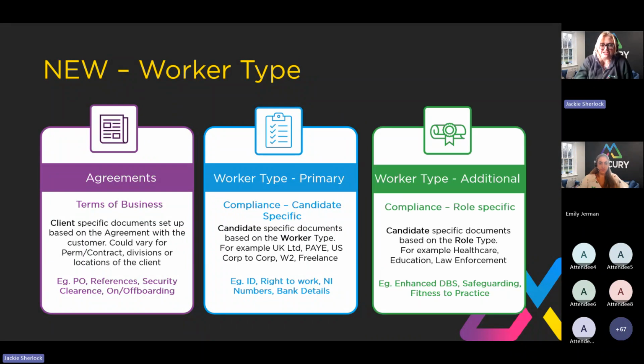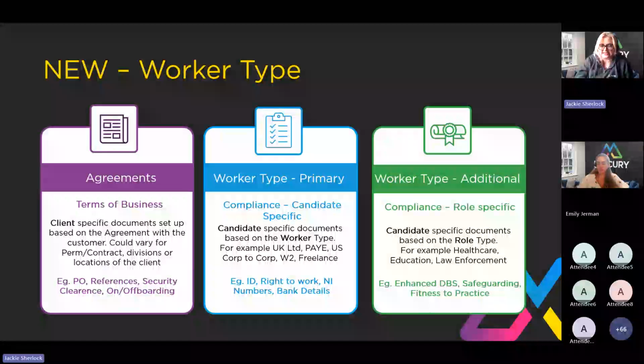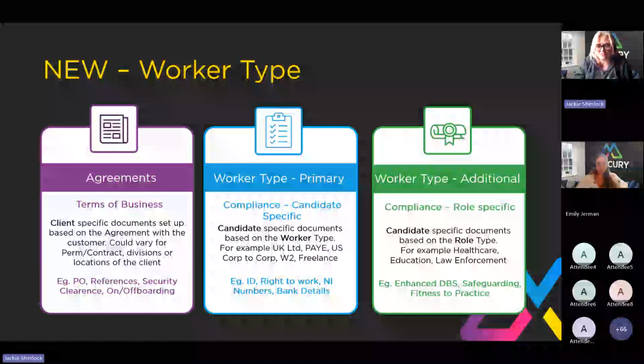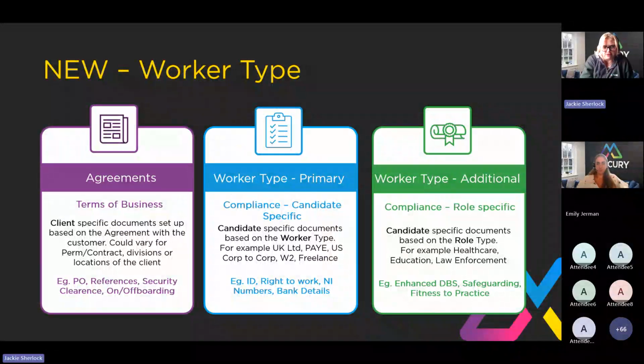Then we have additional worker types that you can add. So these will be role specific. So for example, if you've got a healthcare role, the candidate will need to provide the agency with their fitness to practice documentation as well. And you can bundle these up into worker types.